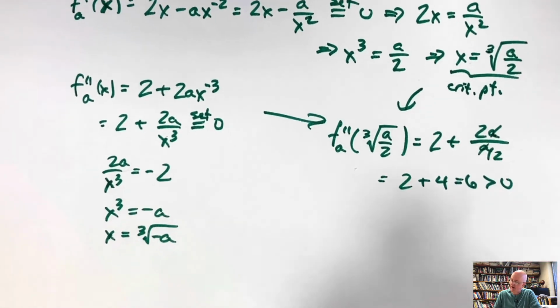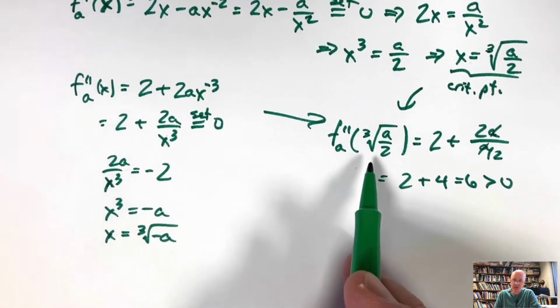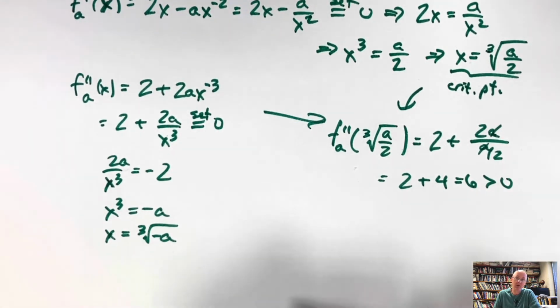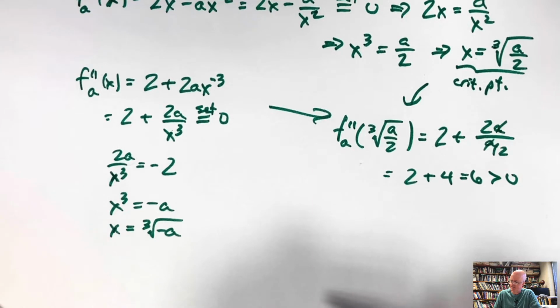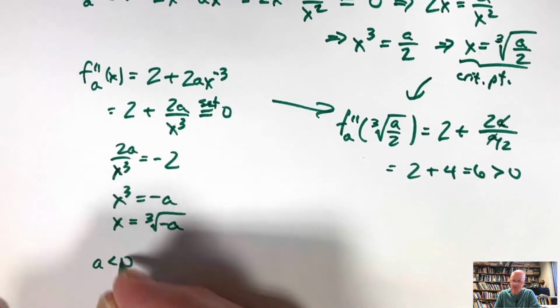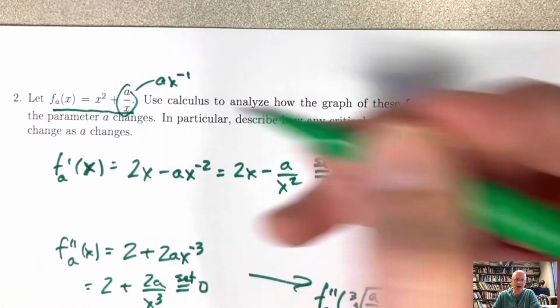So the graph of f sub a is concave up near the critical point. It will be a local min, evidently no matter what a is. This doesn't depend on the value of a. So what about the graph? Let's think about different cases. Let's start with a negative. You should probably think about the possibility of x-intercepts as well.